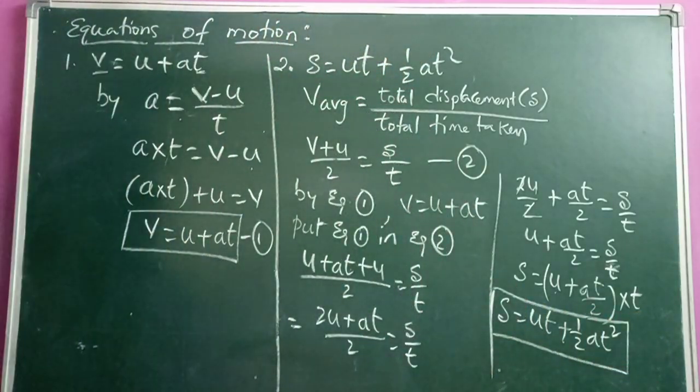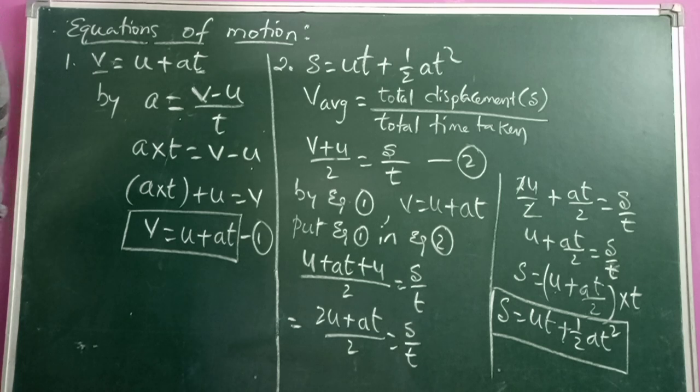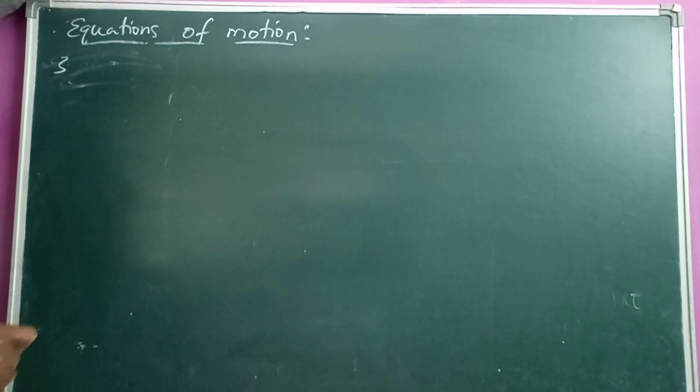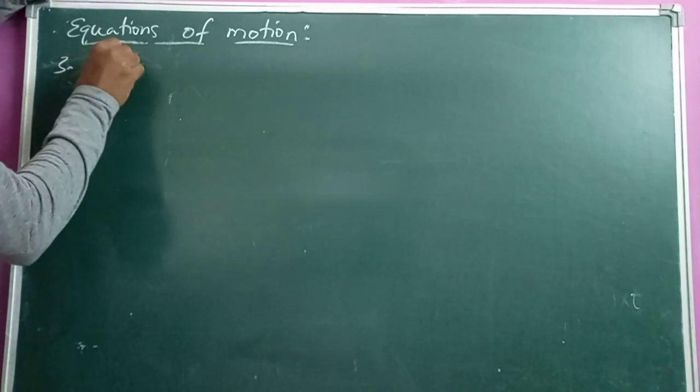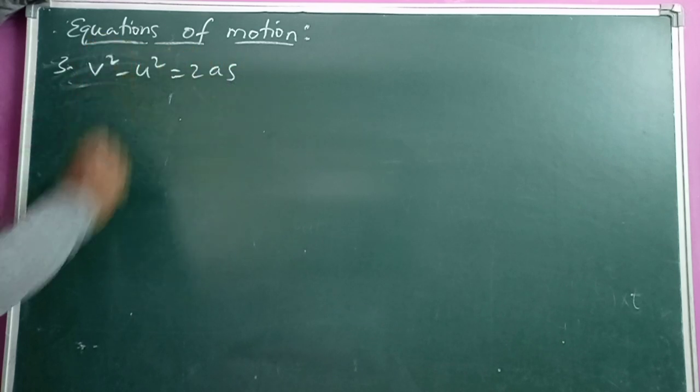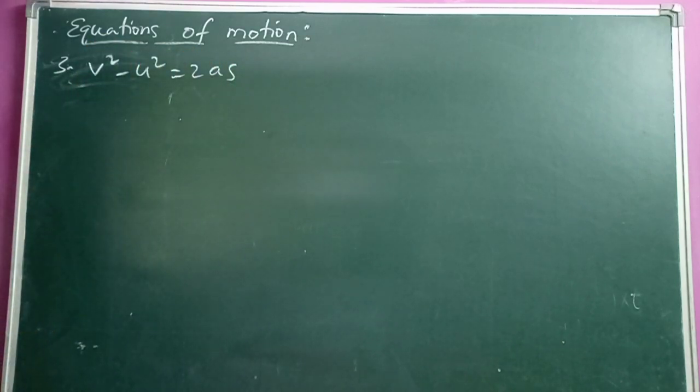In this way we can get that equation: s is equal to ut plus half at square. Next is the third equation of motion. The third equation of motion is v square minus u square is equal to 2as. This is the third equation of motion we have to find out.